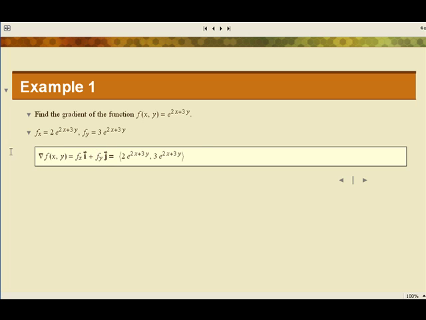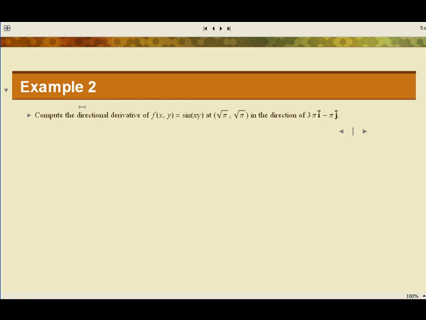Normally with these, rather than writing the i's and j's all over the place, I'll put these in the component form with the angle brackets. So we have the angle bracket of 2 e to the 2x plus 3y, 3 e to the 2x plus 3y. And that's it. So if you can compute a partial derivative, you can compute the gradient. These are not too bad. Depends on what function you get, of course. So anything like this, now if I want to plug in a point, then I can tell the specific direction of the gradient at that point. But as far as a function goes, this is the gradient function right here.